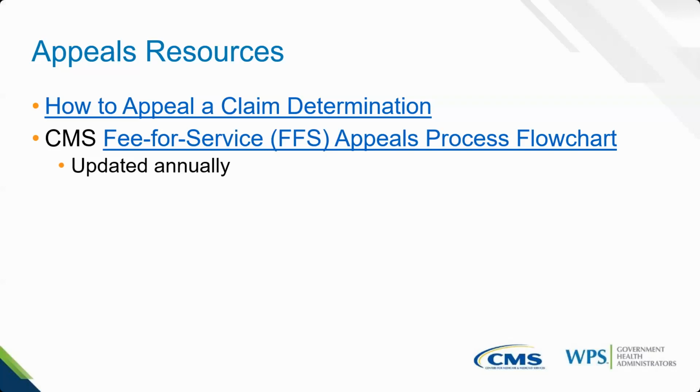Just a reminder that the amounts in controversy sometimes change from year to year. That appeals process flowchart that CMS publishes on their website is updated annually. They wait until the final rule is published. That usually happens in November. Sometimes it takes them a little while to update this process flowchart. So make certain you're checking the date at the bottom of this great tool in order to make certain that you're looking at the current information for the date of service that you're billing for.